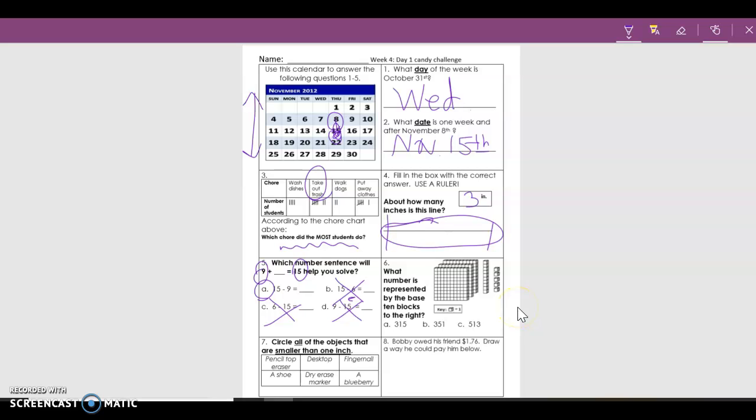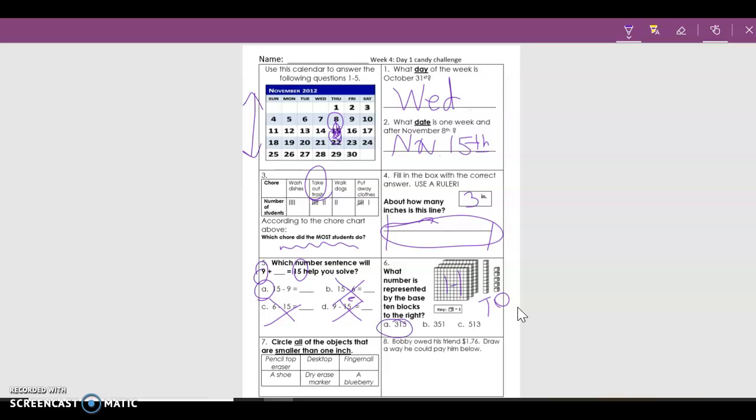Number 6, what number is represented by the base 10 blocks to the right? And here's our key. Each little block is worth 1. Well, when you count your hundreds, which are right here, you count your tens, you count your ones, you come up with 3 hundreds, 1 ten, and 5 ones. Now, the same numbers are used for each of them down here, but when you look at the placement, the answer is A.